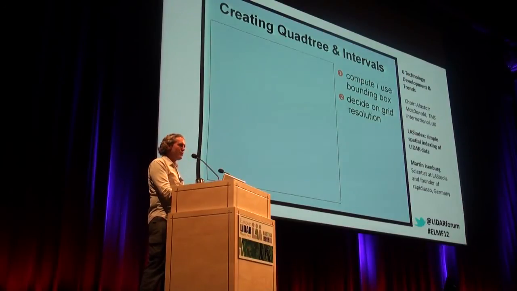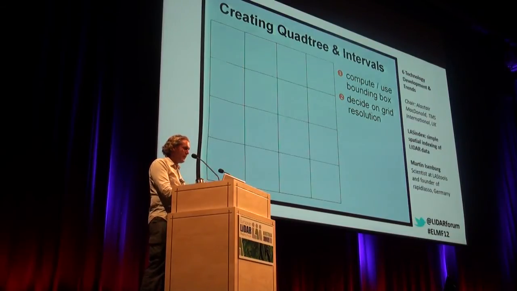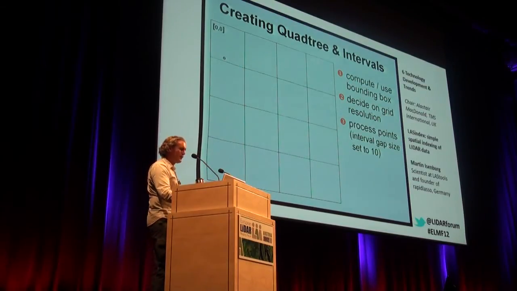Then you decide on a grid resolution. Here you need to know, am I airborne, which this was designed for, or am I mobile, where it also seems to work according to what people have told me. So let's say this is our lowest grid resolution. We may coarsen it later. And then you process the points one after the other. You just read them, but you don't store them. You read them and insert them into this grid, and you keep track of these intervals.